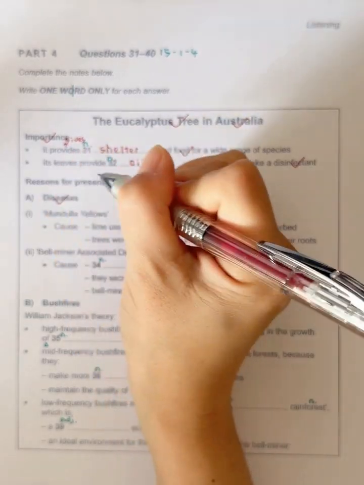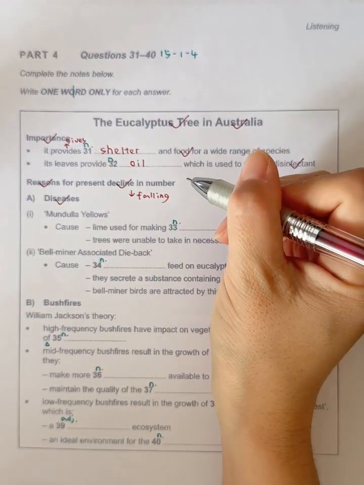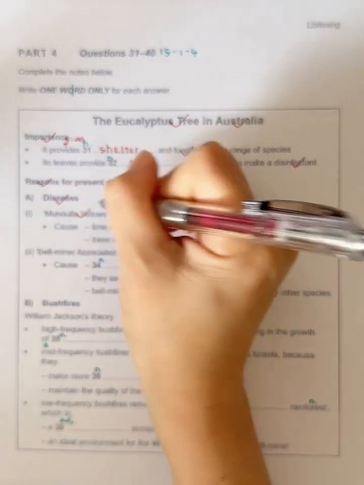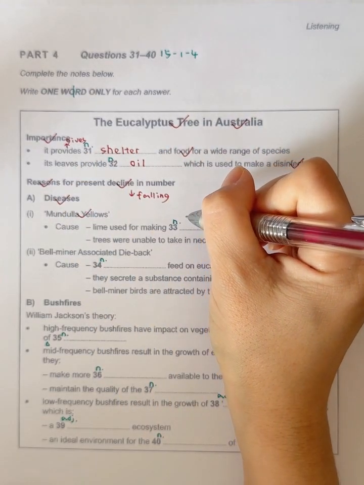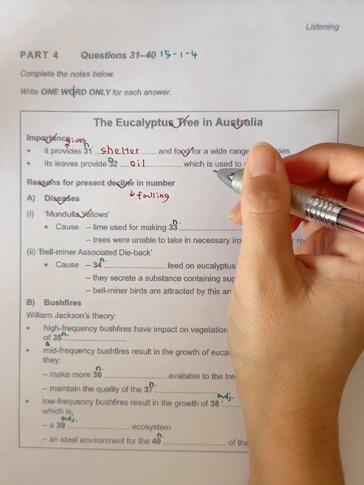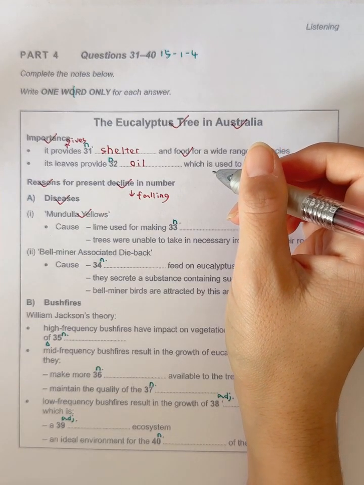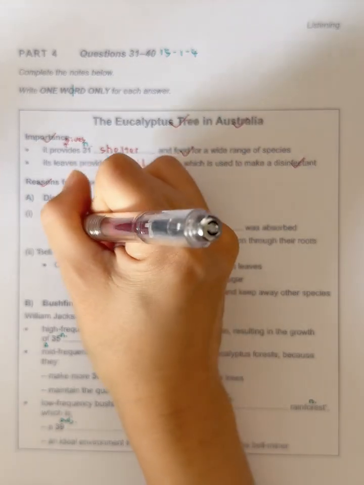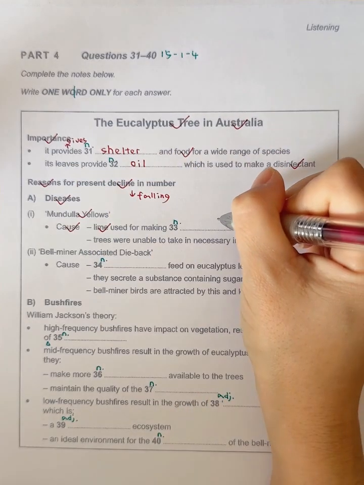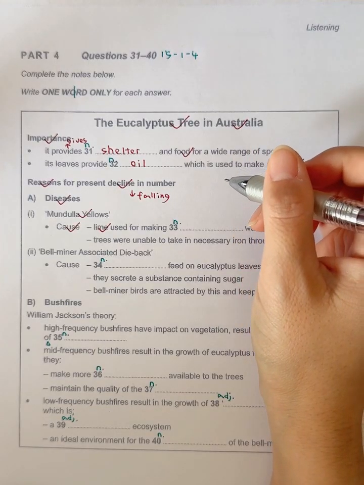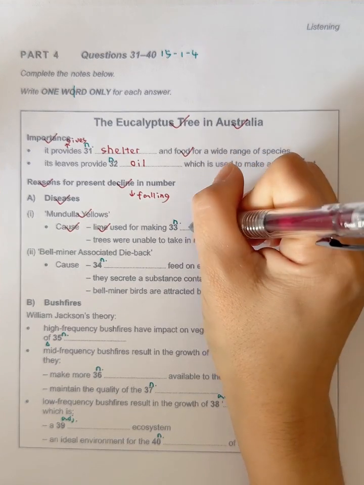As far back as the 1970s, the trees started getting a disease called Mundula yellows. The tree's leaves would gradually turn yellow, then the tree would die. It wasn't until 2004 that they found the cause of the problem was lime, or calcium hydroxide, to give it its proper chemical name, which was being used in the construction of roads.